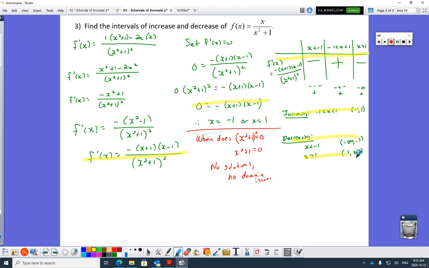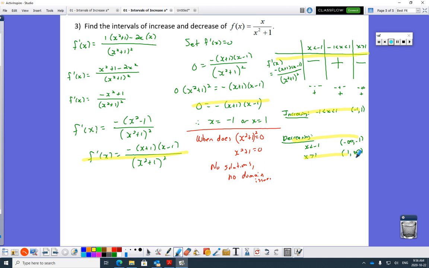I also should check the denominator to see if there's spots where the derivative doesn't exist, because that can cause me problems. Do you remember in advanced functions we also had to put asymptotes on our interval charts? The same is true here. But this one doesn't have any. X squared plus 1 never does equal 0. X squared plus 1 is always positive, so that never does equal 0. So in my chart, I only need 1 and negative 1.